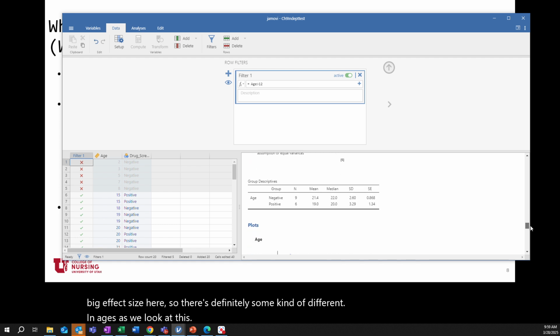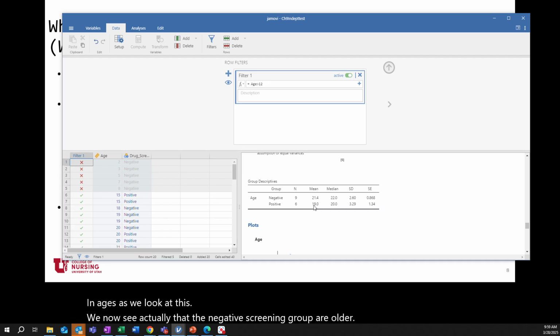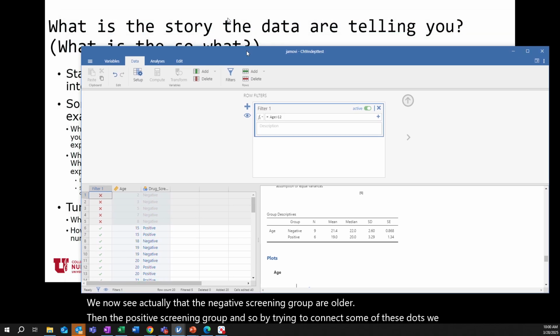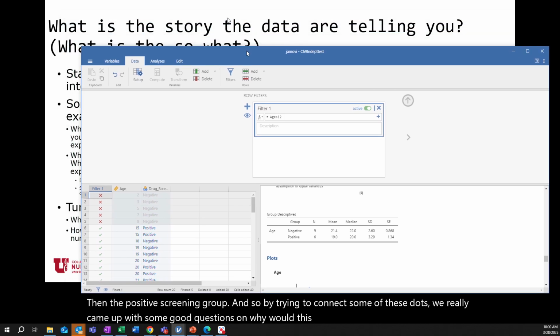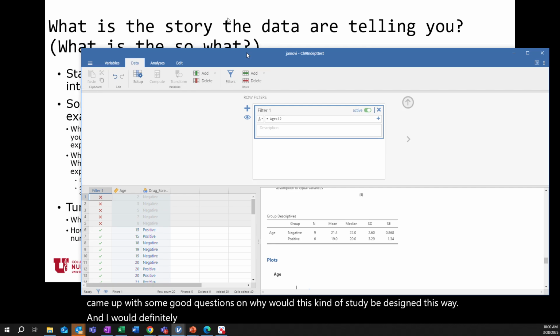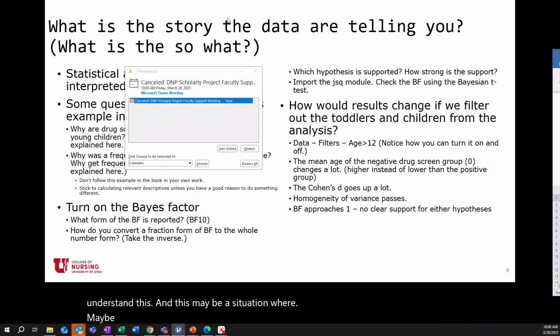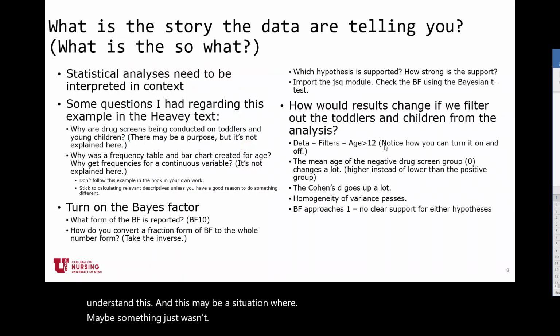And we now see actually that the negative screening group are older than the positive screening group. By trying to connect some of these dots, we really came up with some good questions on why this kind of study would be designed this way. Before I'm making any treatment decisions, I would definitely try and understand this. And this may be a situation where maybe something just wasn't done as well. So we changed this.